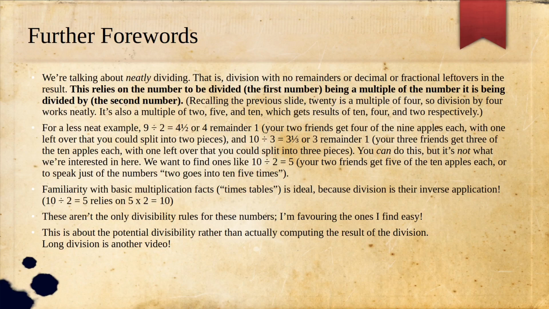We're interested in neat and tidy division, like 10 divided by 2 is 5. Your 2 friends get 5 of the 10 apples each, or 2 goes into 10 5 times. It'll help to know not just of the times tables, as division is the inverse of multiplying. 10 divided by 2 equaling 5 relies on 5 times 2 equaling 10. These aren't the only divisibility rules that exist for these numbers, but I'm favoring ones that are easy for me to understand myself and hopefully also get across to you. And finally, this is more about the potential divisibility rather than actually computing the result. Long division is another video.